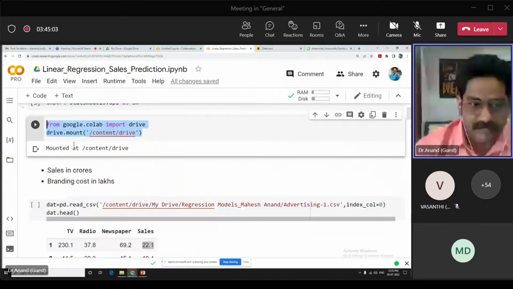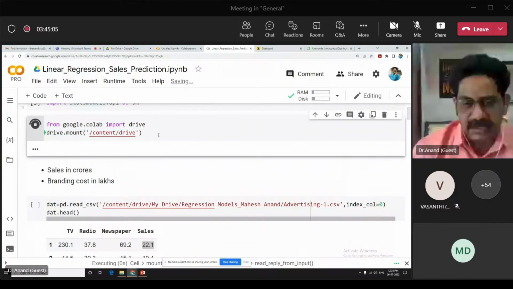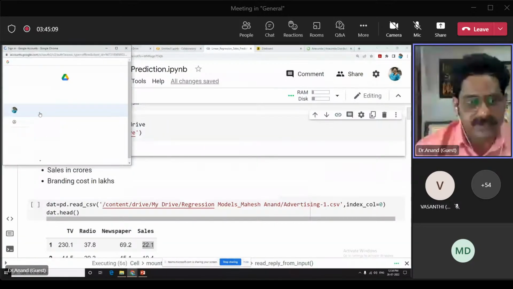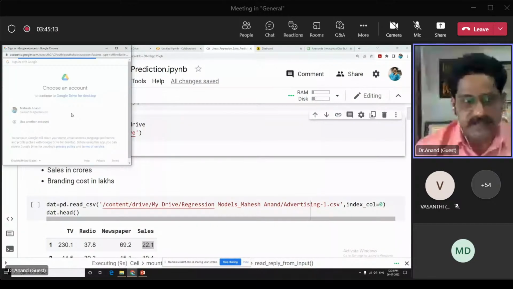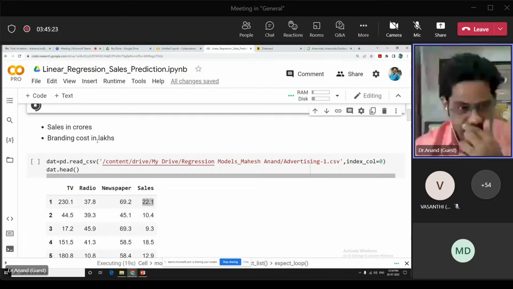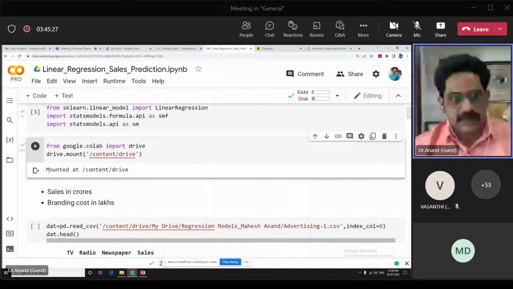So I have to give an authentication permission to access my files available in whichever account you wanted to access. I'm giving the file permission access. Allow access to read this file. So this is, as I told you, the branding cost in lakhs and the sales figure in crores. It is successfully mounted.